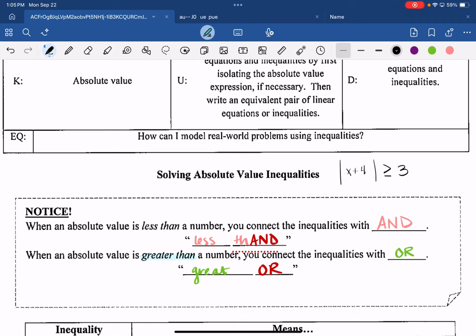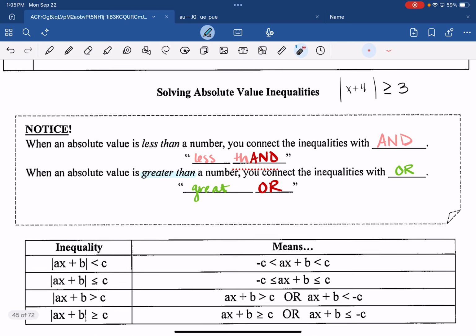The first one is when I see a less than symbol, I'm going to make my inequality into a compound inequality with an and, okay? And I like to remember that with less than, okay? No, that's not a word, but it just reminds me that less than, I'm going to turn it into an and. Then the same way, if I have a greater than problem, it's going to turn into a great or inequality, okay?